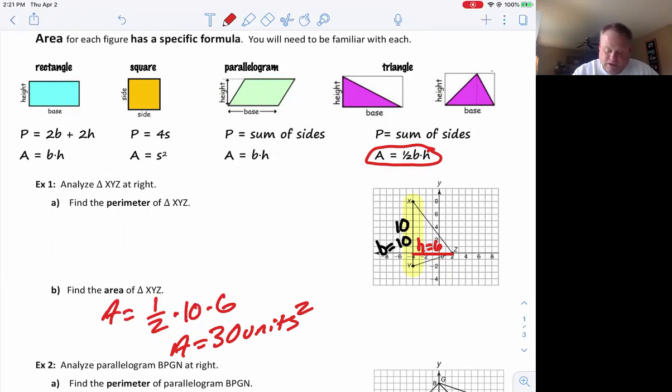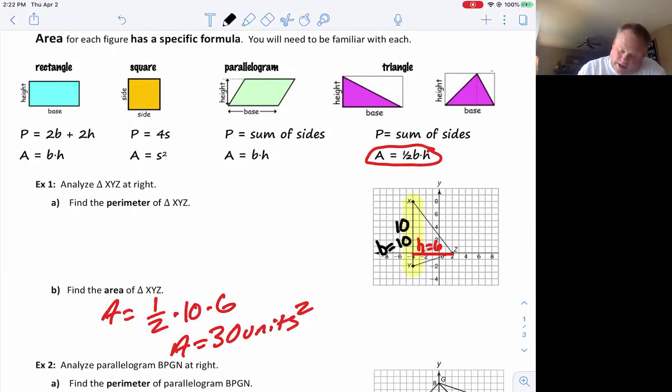Okay? So let's go ahead and do the perimeter part of this. So those are two things that I've seen just by looking at the triangle, right? So what will I need though? Well, I will need x to z and y to z. And both of those are not countable because they're not a vertical or horizontal line. So I'm going to need to find the distance from x to z and from y to z.